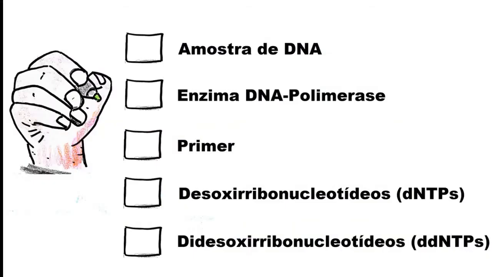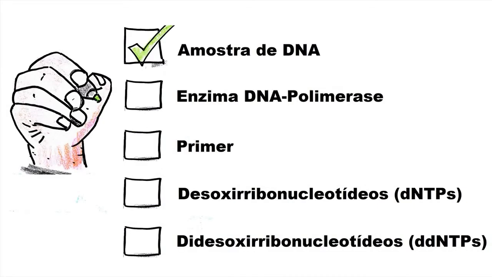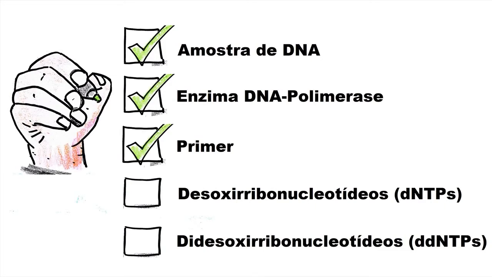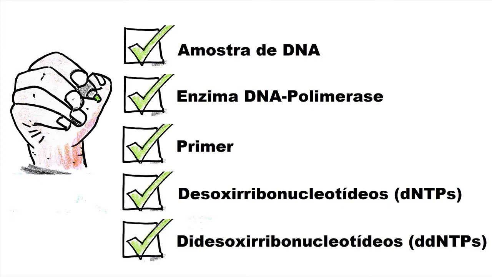To perform Sanger sequencing, we need a DNA sample, DNA polymerase enzyme, which will act in the production of a new strand of DNA, primers, which are simply a specific sequence of DNA that serve as a starting point for the DNA polymerase, deoxyribonucleotides, or DNTPs, and dideoxyribonucleotides, or DDNTPs.